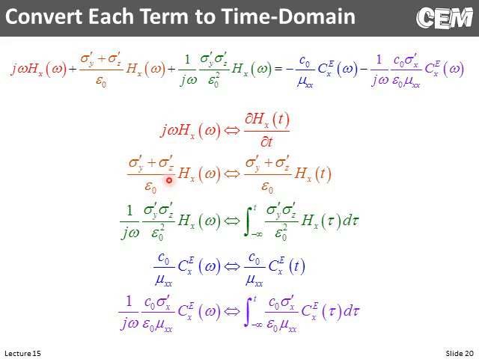These sigmas over epsilon naught, that's just a constant in the frequency domain, so it looks exactly the same in the time domain. This next term we're dividing by j omega. If we multiply by j omega, like we did up here, it became a derivative. If we divide by j omega, it becomes an integration in time. Next term, we just have a constant multiplying CEX, so that looks the same in the time domain. And then the last term, we had another j omega, which was another integration.